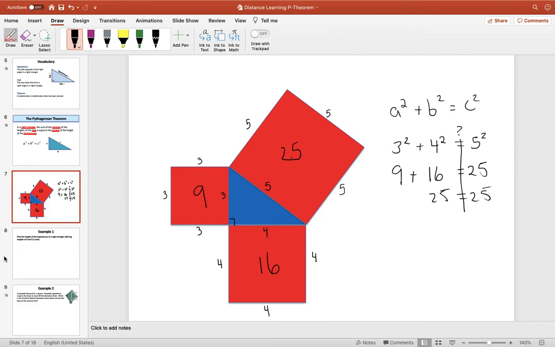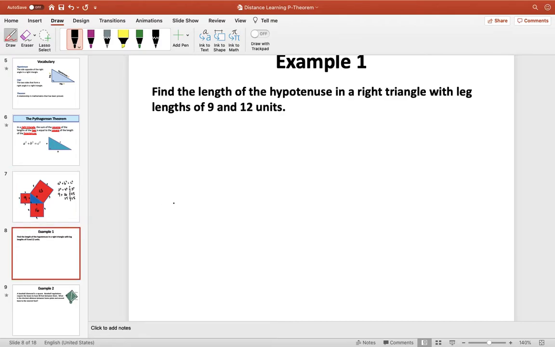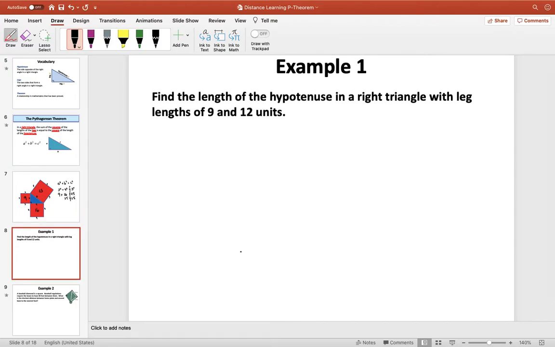All right, let's move on to our first real example. Find the length of the hypotenuse in a right triangle with leg lengths of 9 and 12 units. When you're setting up a problem like this, the first thing you need to do is sketch a right triangle. So I'm going to go ahead and do that. Don't worry about it being scaled. Don't worry about it being perfect. Mine's definitely not going to be. So I'm going to sketch something that looks like a triangle.